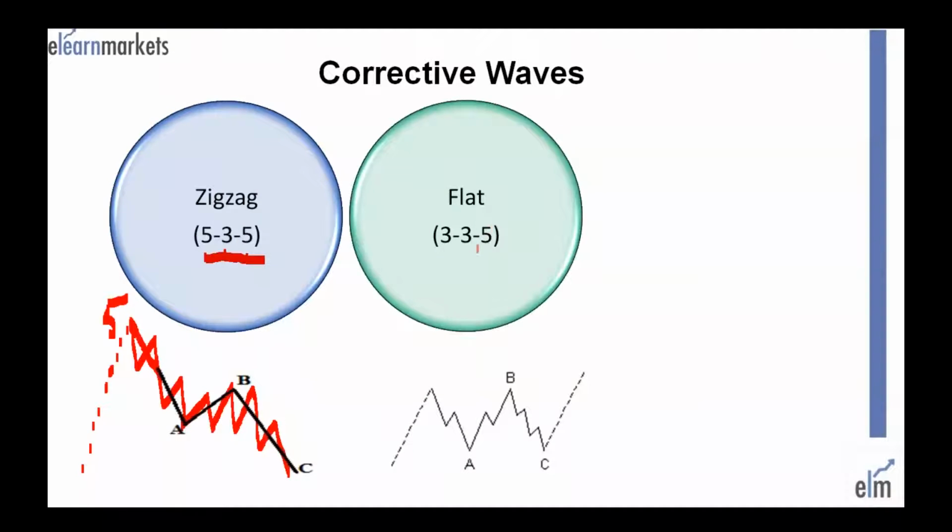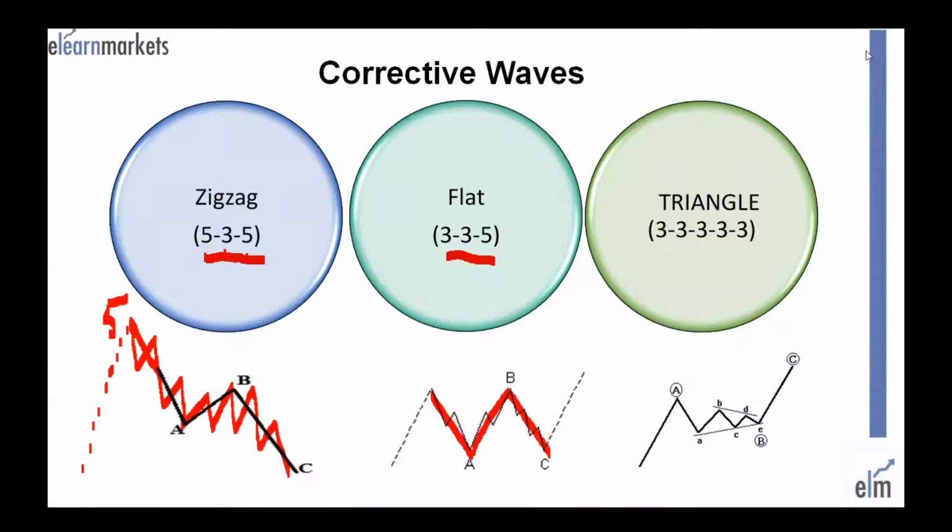Then we have the flat. The flat comprises a structure of 3, 5, 3. That is, wave A is a 3 wave structure, then wave B is also a 3 wave structure as shown, and then wave C comes in as a 5 wave structure, and this leads to a shallow, choppy or sideways correction. The last category is the triangle, which is a complex correction. Over here we see a 5 wave form which comprises 3, 3, 3, 3, 3. Now we saw a similar variation when we were discussing the motive wave. We called it diagonal, and in corrective waves the diagonal is also referred to as the triangle.